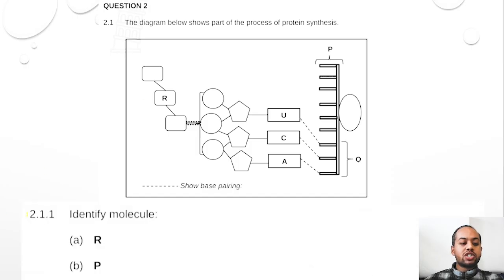If we go to the first question, 2.1.1 says identify molecule R for 1 mark. So we go to molecule R. We already said that this is tRNA. We can see the structure of it. It is a T-shaped structure. Therefore, R is going to be referring to the amino acid. Then P, if we look at P in the diagram, P is showing us the single-stranded molecule here that became attached to the ribosome. It is going to now be known as the mRNA.